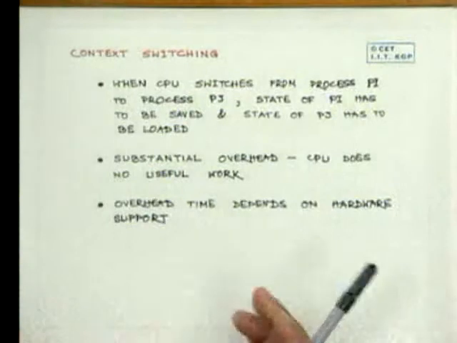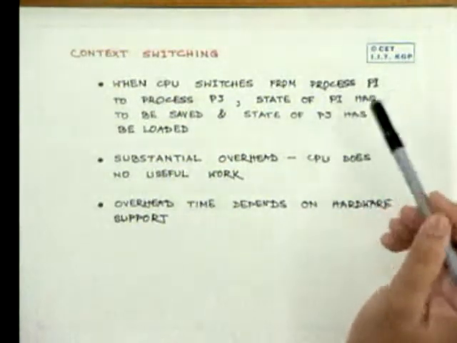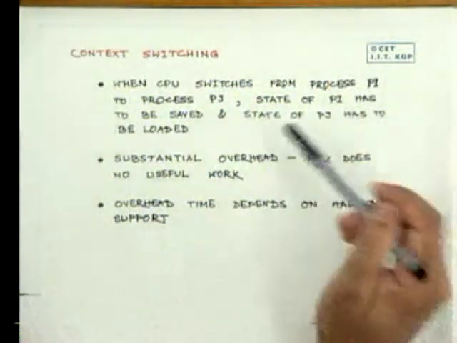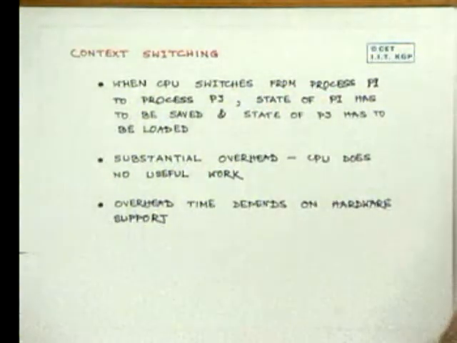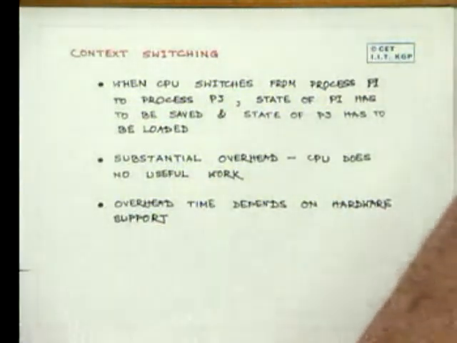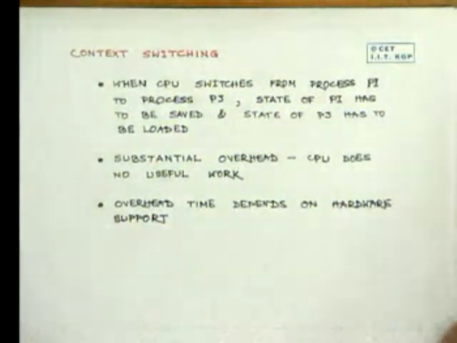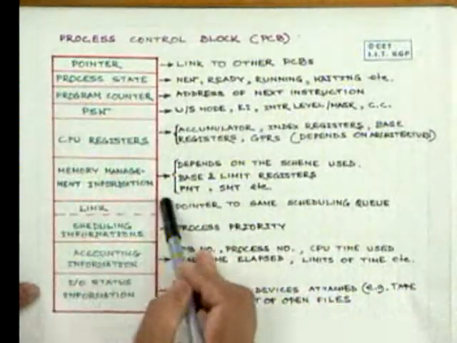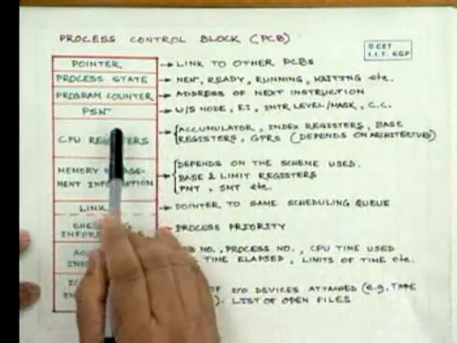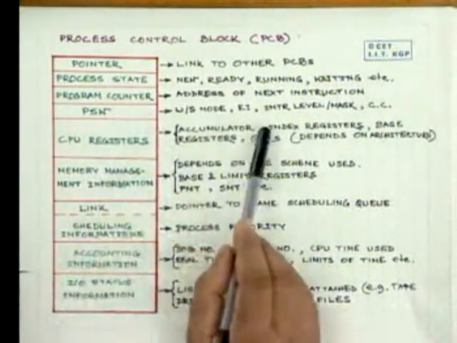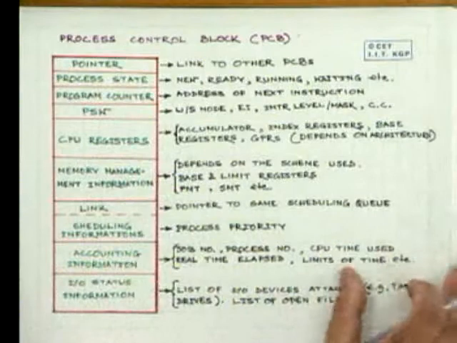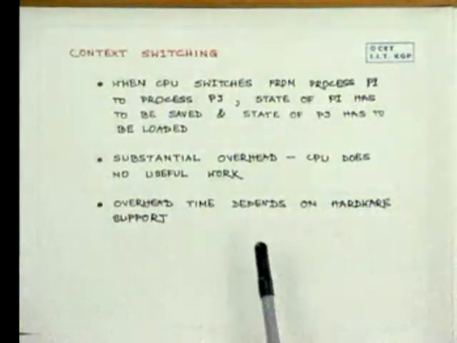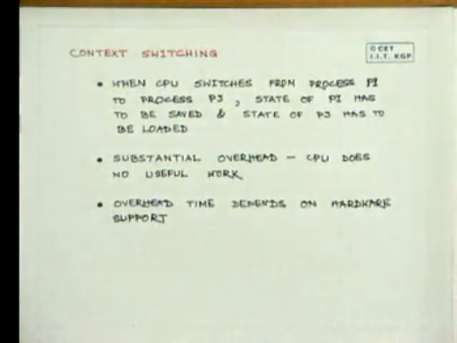Now, let us come to that important aspect, context switching. As I said, when the CPU changes from, say, a process PI to a process PJ, the state of PI has to be saved and the state of PJ has to be loaded. The state of PI is saved into the PCB, and the state of PJ is loaded from the corresponding PCB. You can see that this immediately involves a substantial amount of overhead.